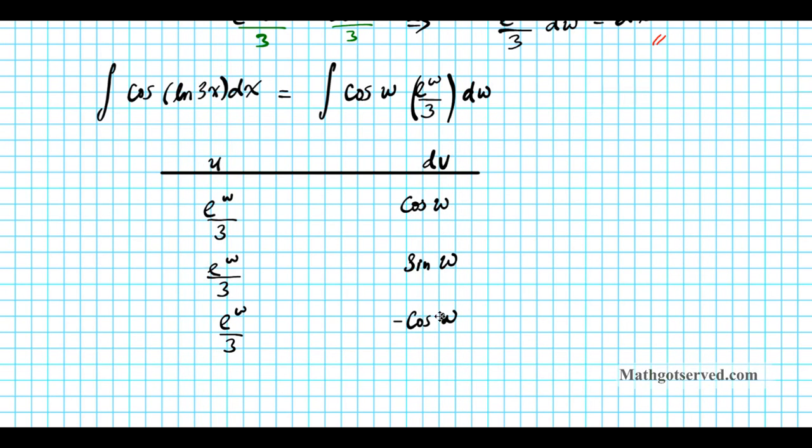We're back to cosine. All right, so let's put in our arrows for the tabular integration. This is u v, and then this is u v. And then we're going to group our last row together, like this.